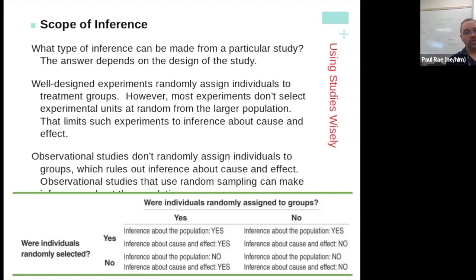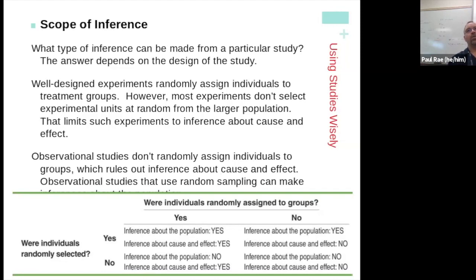On the other side, the other axis here, were they randomly assigned to groups? Okay, did they get randomly assigned to like control groups and the various treatment groups? If that's a yes, then you will be able to make an inference about cause and effect. Did our explanatory variable cause the effect we see in the response variable? But if you didn't randomly assign them to groups, then you can't really make a cause and effect inference.